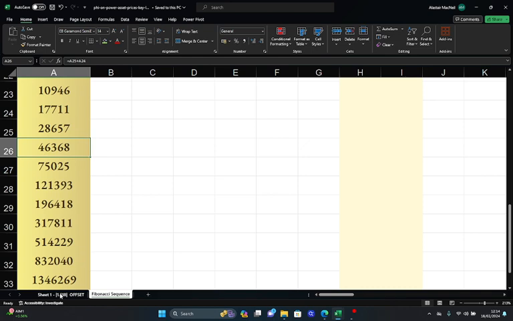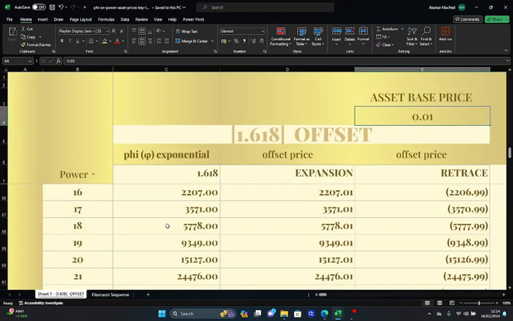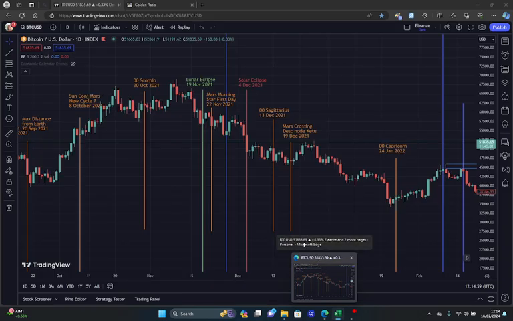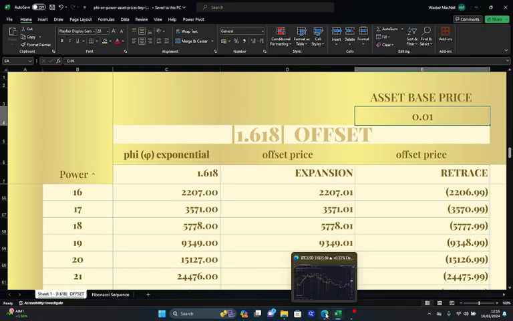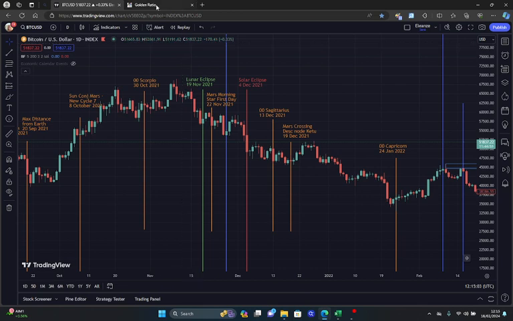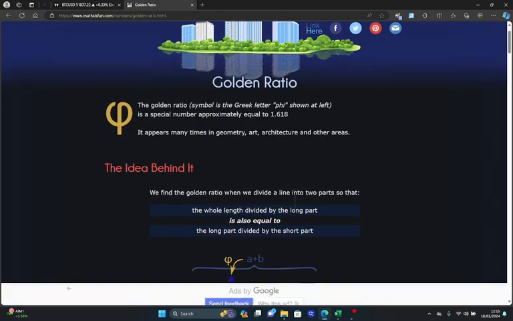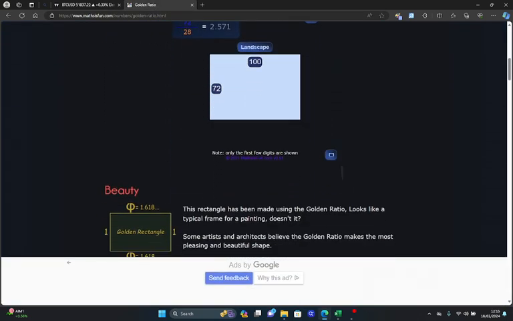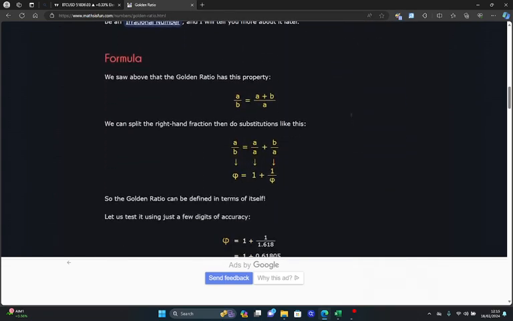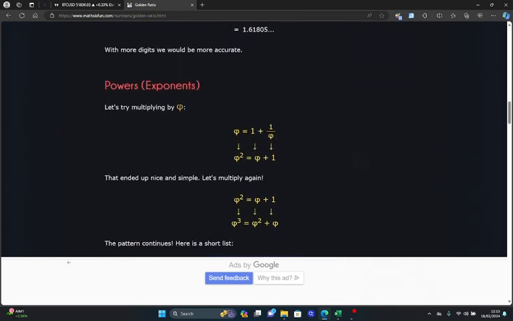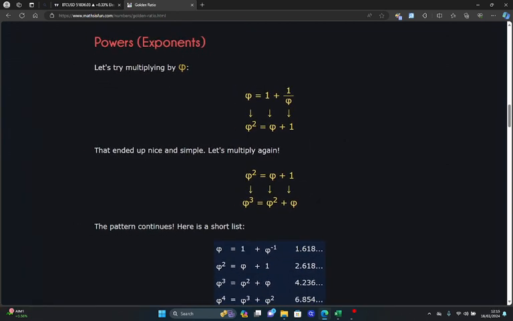So for that reason, everyone, I decided not to use the Fibonacci sequence. I decided to try something different, and I decided to use the phi power, the exponential value of phi. Again, this link gives you the formula for how to calculate the exponential power of phi. I'll show you here. Here it is. So this is the formula.